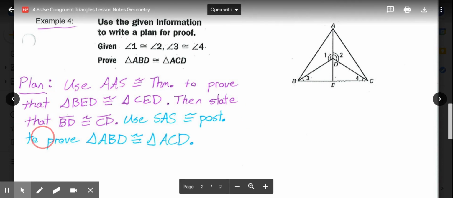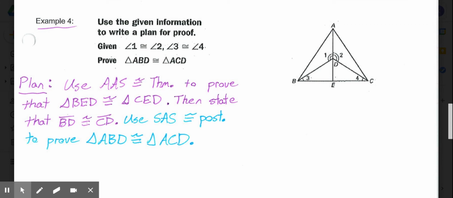So the plan of the proof is just kind of writing out these steps that you're going to go through to get to your conclusion without writing out all the theorems and postulates.